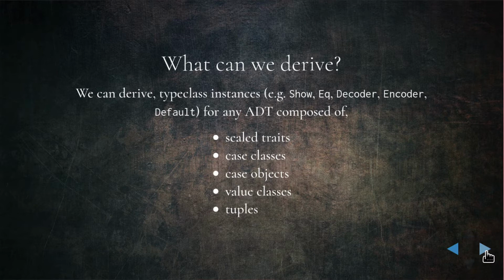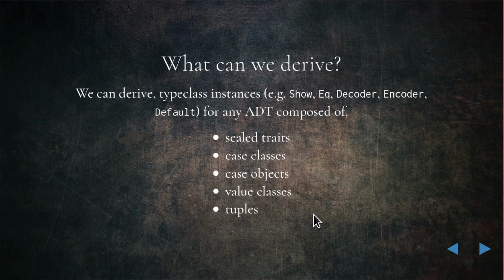So I've already told you about sealed traits and case classes. It will also work for case objects, which are a little bit like case classes with no parameters. It works for value classes, which are a little bit like case classes with a single parameter, and tuples, which are like generic case classes with no prefix. So the top case is the co-product case. The bottom 4 are product cases, and it'll do all of these, and you can actually disambiguate between them with the API if you want to.